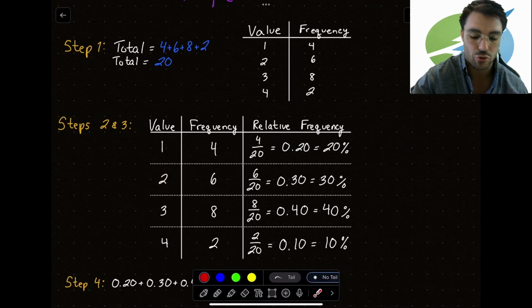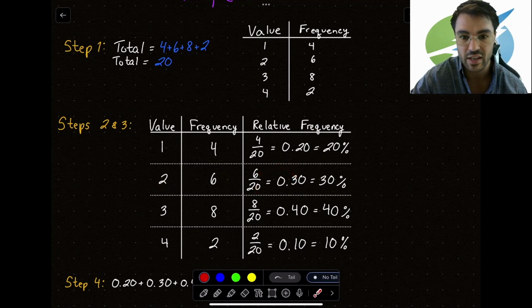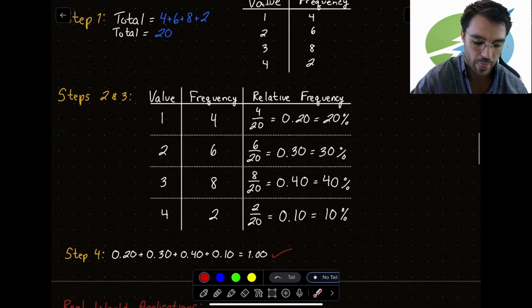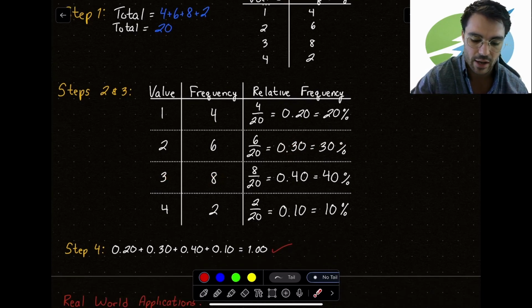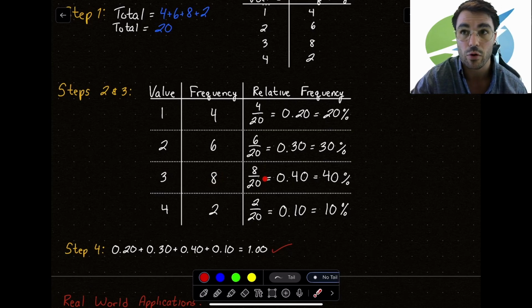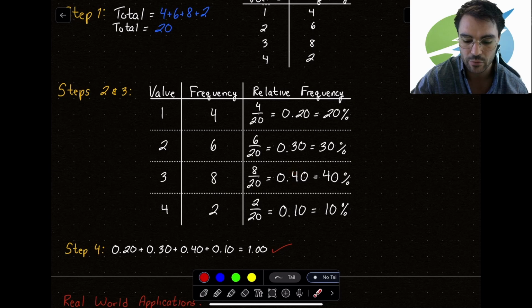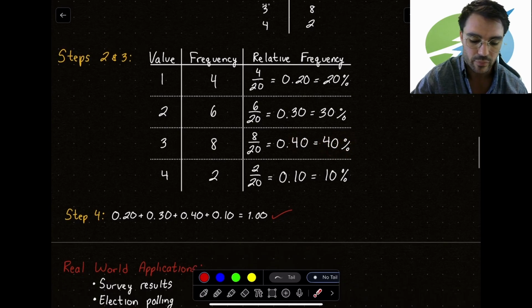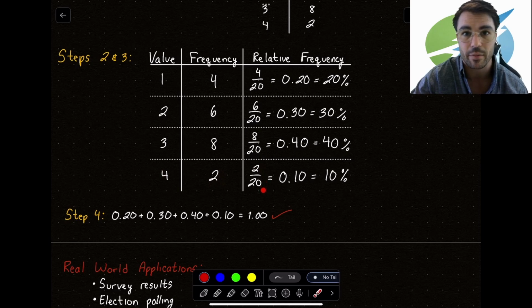The value 2 occurs 6 times. Okay, 6 over 20, which is the same as 3 over 10. 3 divided by 10 gives us 0.3, which times 100 gives us 30%. The value 3 occurs 8 times. 8 over 20, same as 4 over 10, same as 2 over 5, equals 0.40, times 100 gives us 40%. And lastly, 4 occurs 2 times. 2 over 20 is the same as 1 over 10, equals 0.10, times 100, 10%.